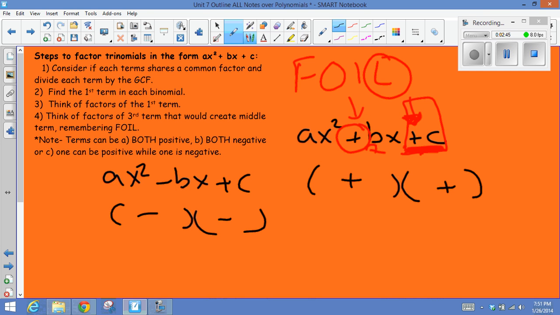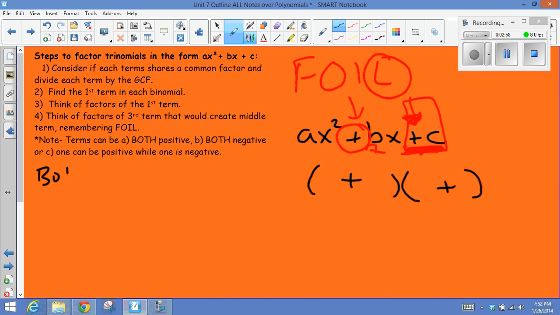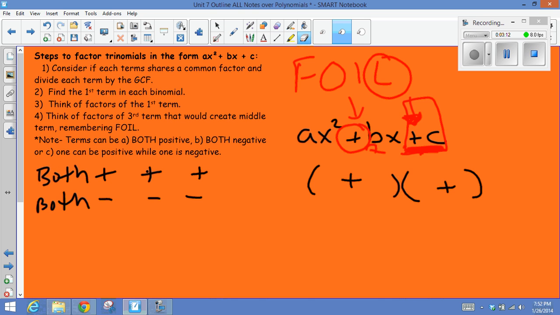Now, the other thing that can happen is that this is a negative sign. So let me make a chart here, and we'll fill in this chart. If they're both positive, then we're going to have positive, positive, right? If they're both negative, then we're going to have negative, negative. So our other options are if this is negative.